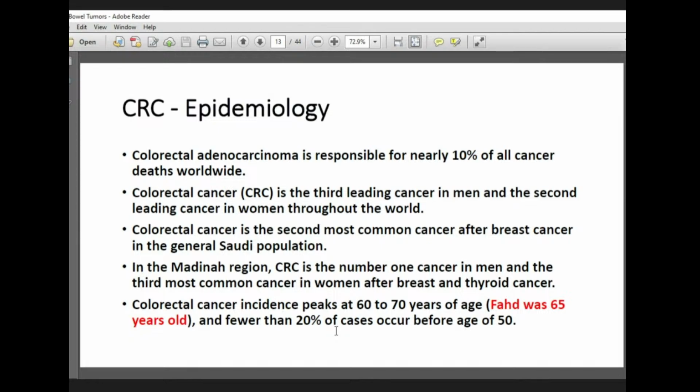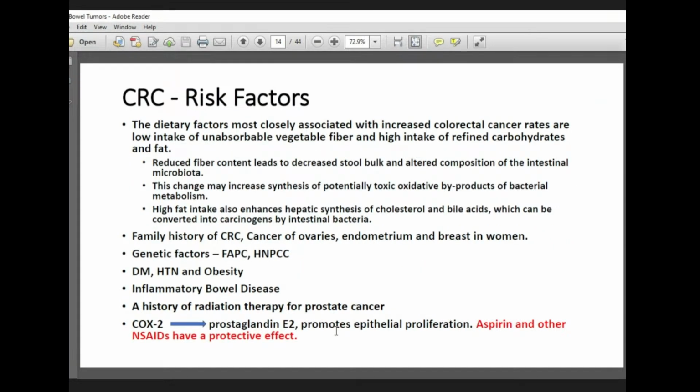And the age is 60 to 70 years. Our patient Fahad also was 65 years old. Usually when it is sporadic, less than 20% of the cases are seen before the age of 50. But if it is familial, you can see it as early as between the 30s and 40s. Not the risk factor: the dietary factor is the most closely associated with increased colorectal cancer rates.